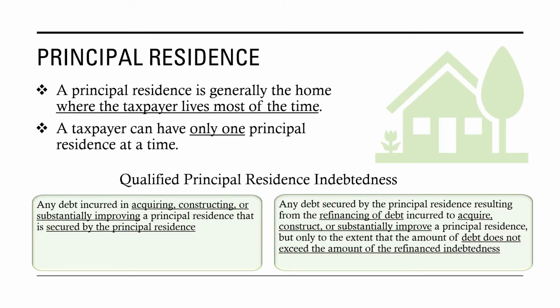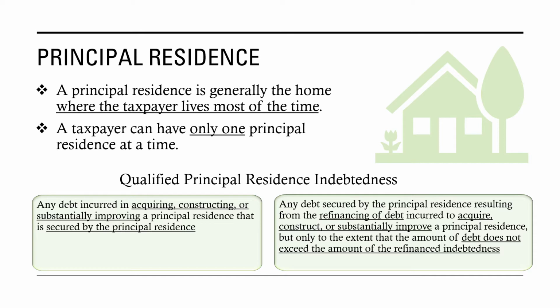For this topic, we really need to introduce some terminology here. So again, this is a cancellation of debt on a principal residence. So we need to figure out, well, what is a principal residence? A principal residence is generally a home where the taxpayer lives most of the time. And it's important to note that a taxpayer can only have one principal residence at a time.